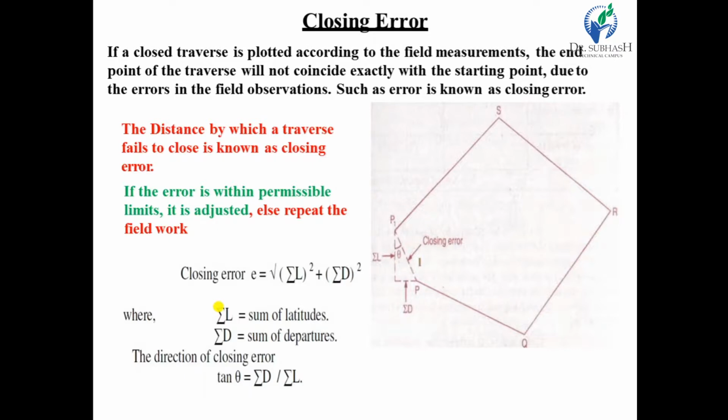For removing the closing error, we have some formulas. Closing error is equal to the square root of summation L squared plus summation D squared, where summation L is the sum of latitudes and summation D is the sum of departures. The direction of closing error is given by tan theta equals summation D by summation L.